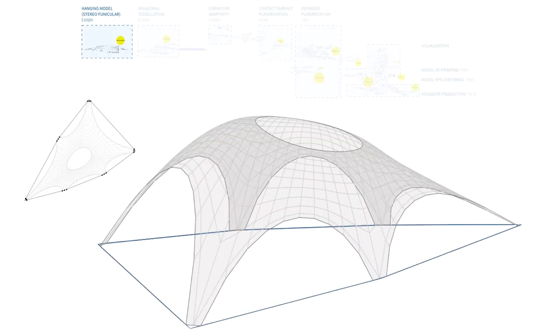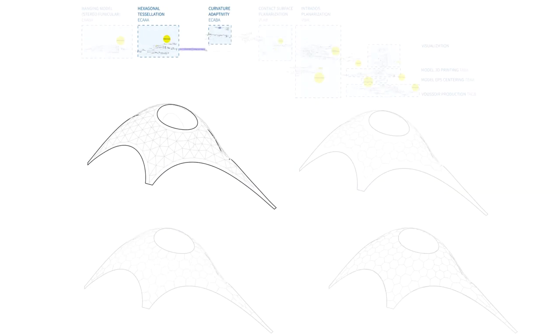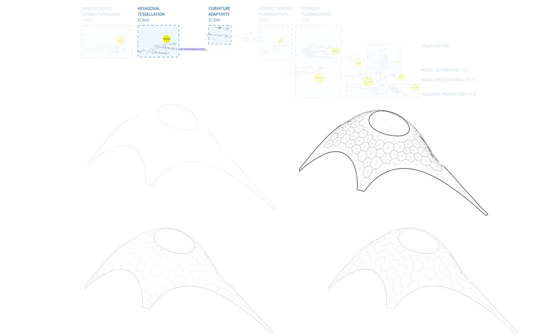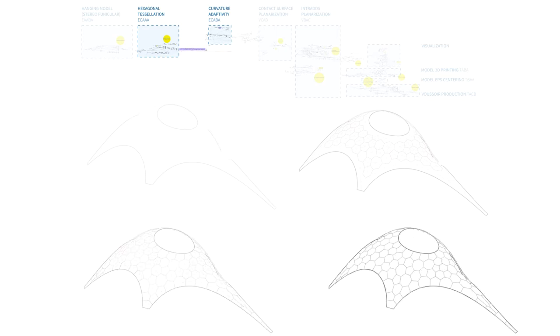The first stage of the algorithm deals with the creation of the macro shape through a stereofunicular shape designed with Kangaroo, which is then populated with points aiming to create the tessellation. This tessellation is adapted to curvature, and it eventually, by using its dual geometry, is able to create the final tessellation where the cells of the voussoirs are created.